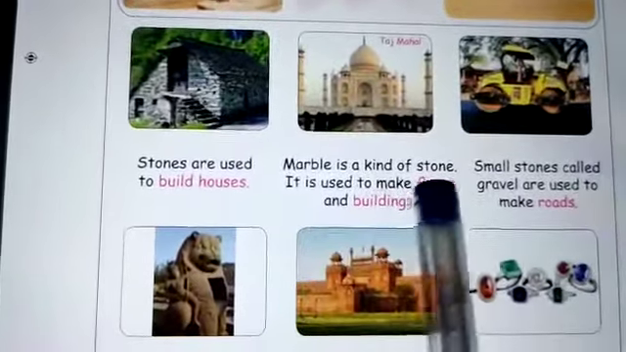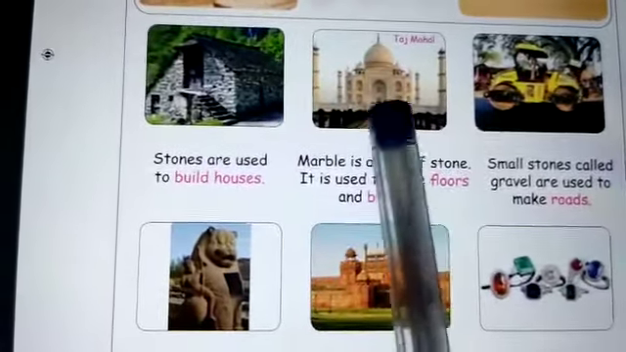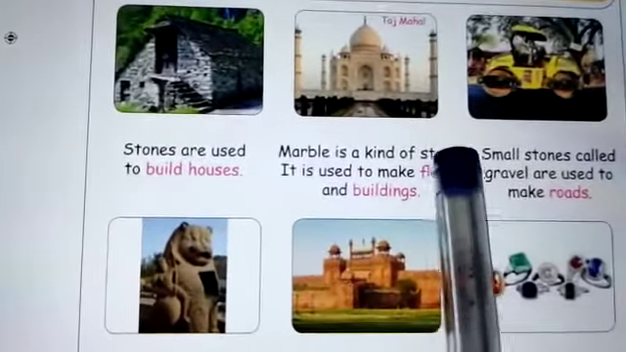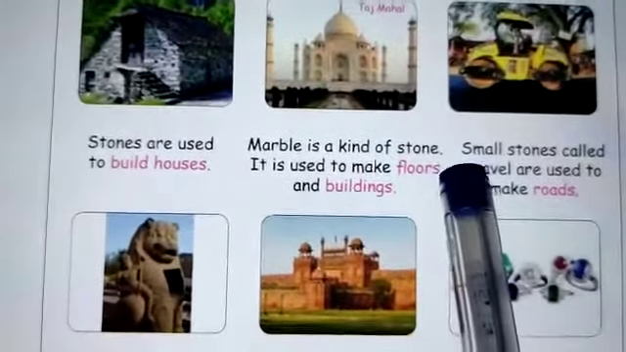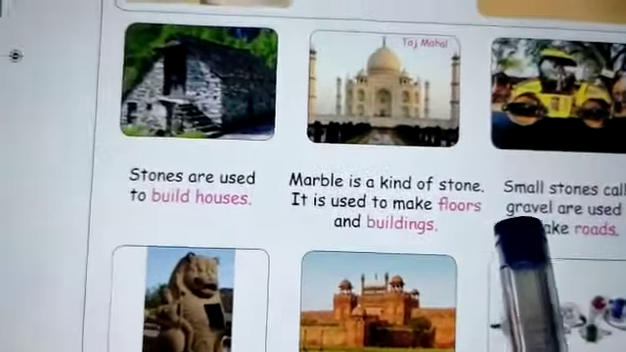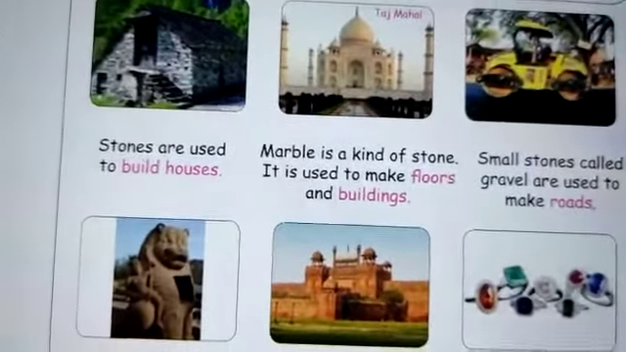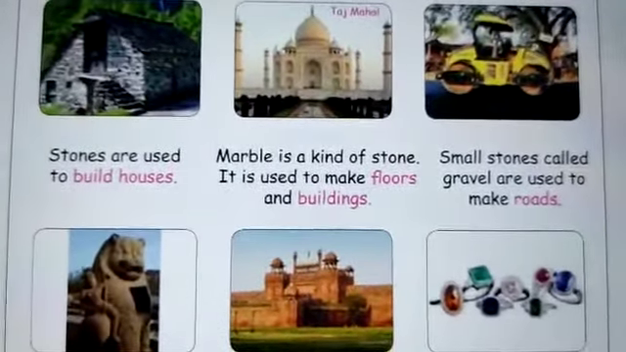Marble is a kind of stone. It is used to make floors and buildings. An example is the Taj Mahal. It is made of marble. It is also a kind of stone. Small stones called gravel are used to make roads. You might have seen the material used to build roads. Okay.